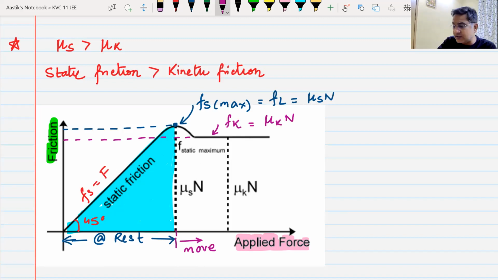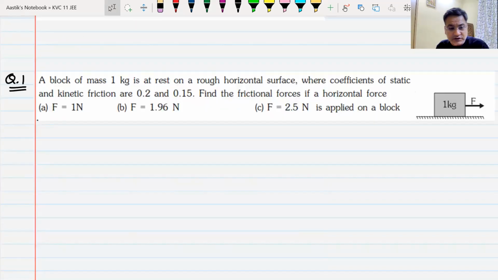Then comes the first question. Are we ready for it? This is the first question. A similar question to what we have done. Now everything is put together, and you are given two values of mu. I hope you are able to understand and solve this question.